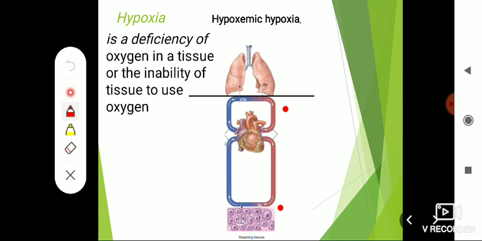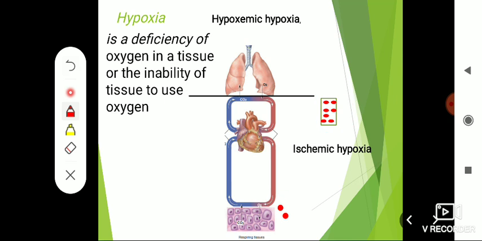Now the second category. As we know, normally there is transport of oxygen in the blood through the circulation. So if the circulation itself is slowed down, what will happen? There will be slow delivery of oxygen to the tissue, so the requirement is not met in time. So this second category is called ischemic hypoxia or stagnant hypoxia, because of deficiency of blood or poor circulation. It slows down.